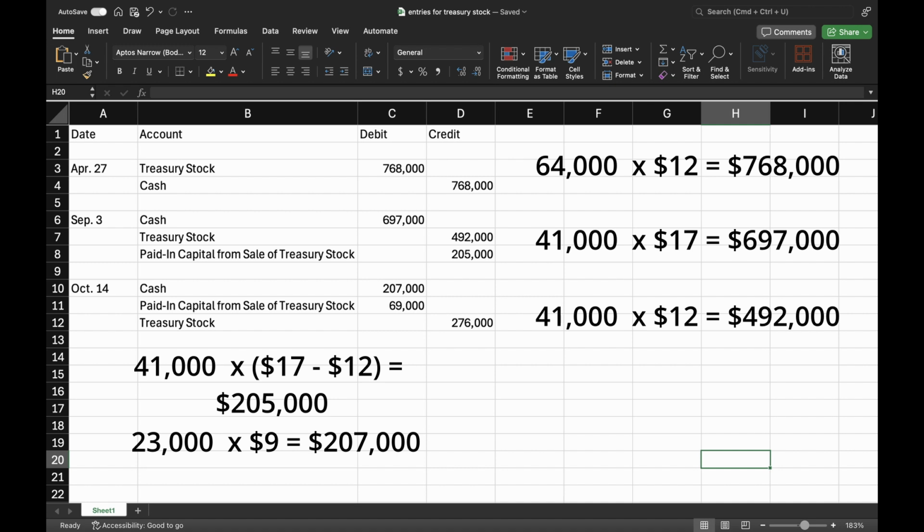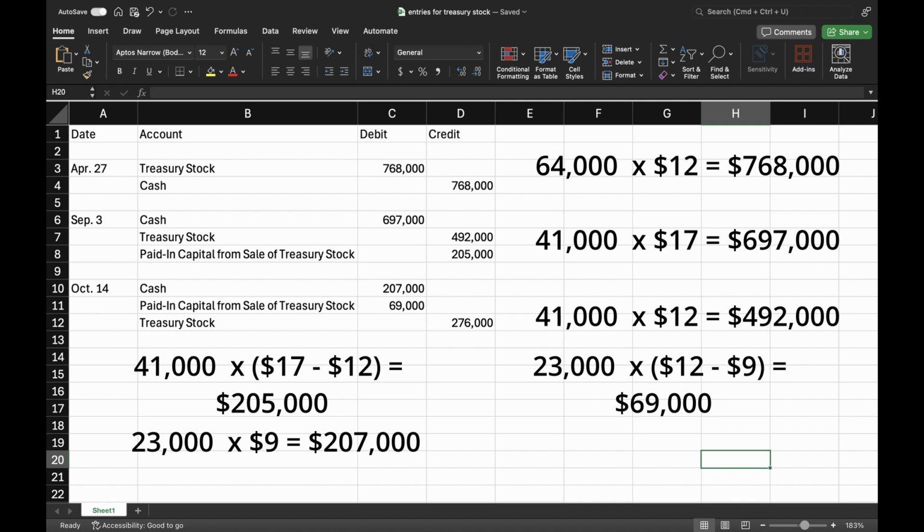The paid-in capital from sale of Treasury stock account goes under that, but this account is also being debited because the company is selling these 23,000 shares for a lower price than what they purchased them for. To find the amount this account is being debited for, you must multiply the number of shares sold by the difference between the selling and purchase price of the shares. So first, find the difference by subtracting $9 from $12, which comes out to $3. Then multiply 23,000 shares by $3, which comes out to $69,000.